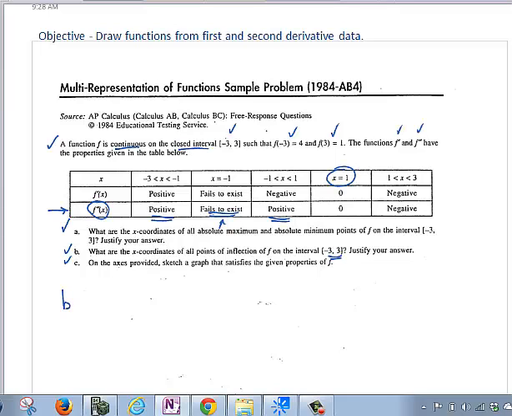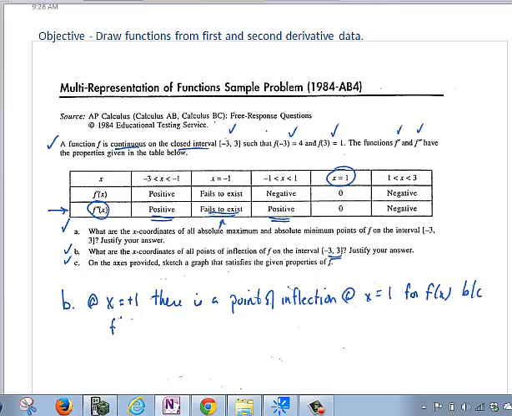So you would say for part B, at x equals +1, there is a point of inflection at x equals 1 for f of x because f prime prime of x changes sign.